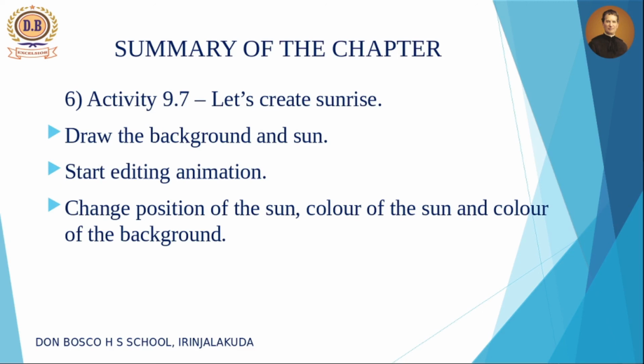Then there are three main things to be noticed in this activity. First, while doing the animation, we have to change the position of the sun. Second is the color of the sun, change the color of the sun. And third was to change the color of the background. So three main things we have to do.